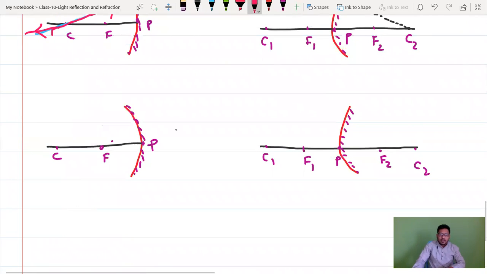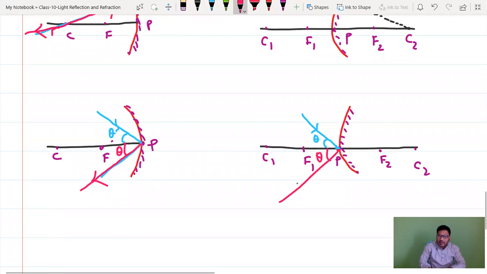Last. What is the last rule we have discussed? If a light ray is touching the mirror at pole P with some angle theta, the ray will reflect back with same angle theta. Same thing will happen here. So if a light ray is touching pole P with angle theta, the reflected ray reflects back with same angle theta. This is same in both cases. Concave or convex, this is same, last diagram.